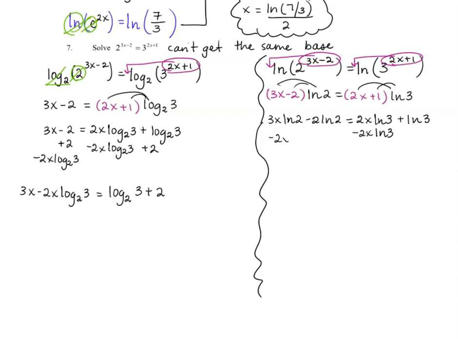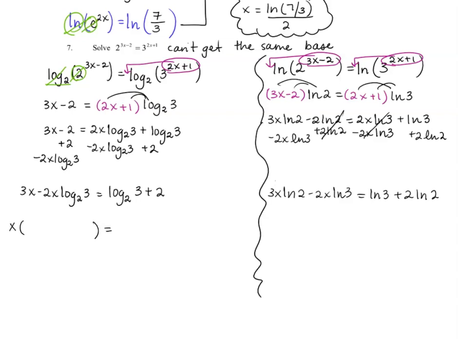On the other side of the page, same thing. I'm going to combine my terms that have x in them on one side of the equation, and the terms that do not have x in them, I'm going to move to the other side of the equation. So here I'm left with 3x natural log 2 minus 2x natural log 3 is equal to natural log 3 plus 2 natural log 2. So now that we have our terms with x on the same side of the equation, we can come in and factor that x out.